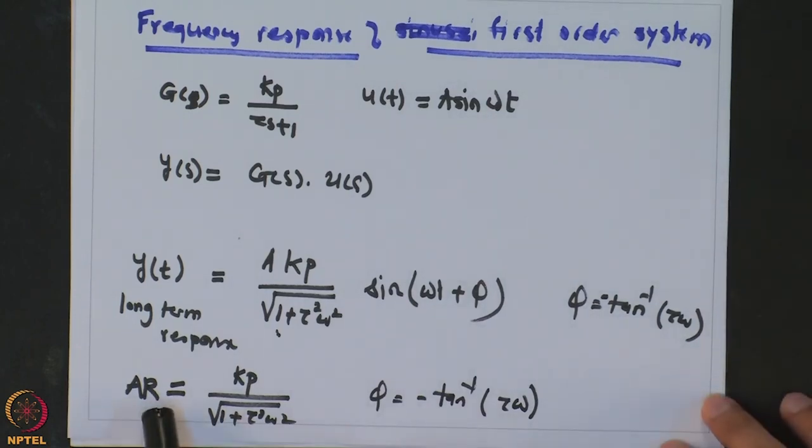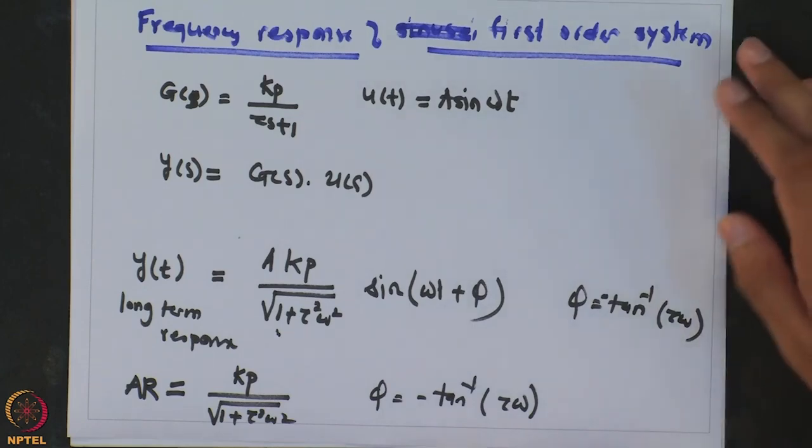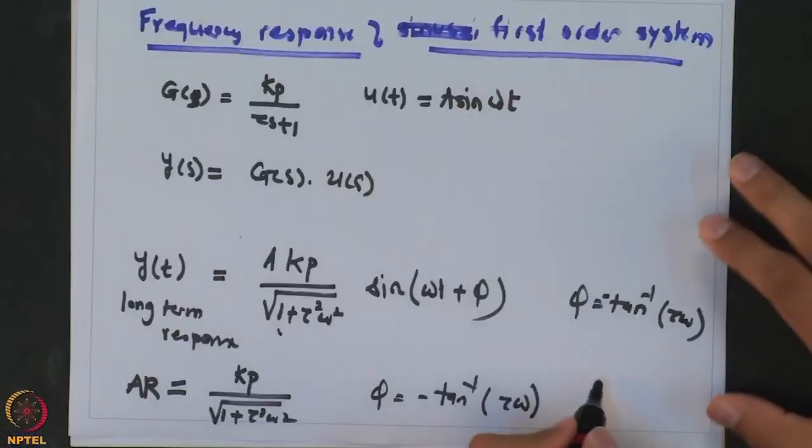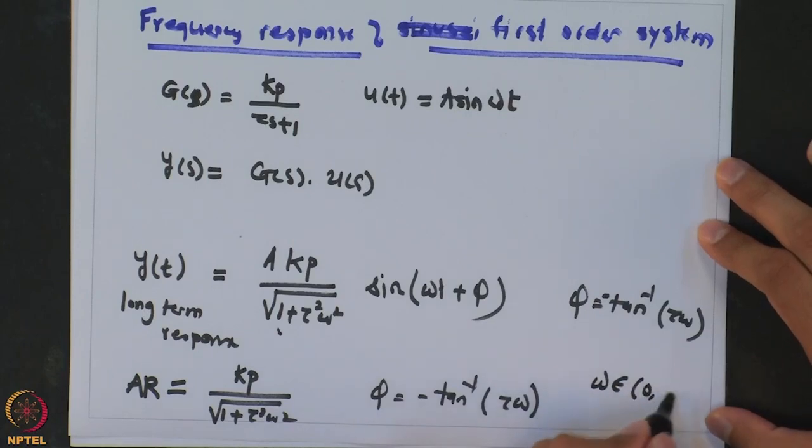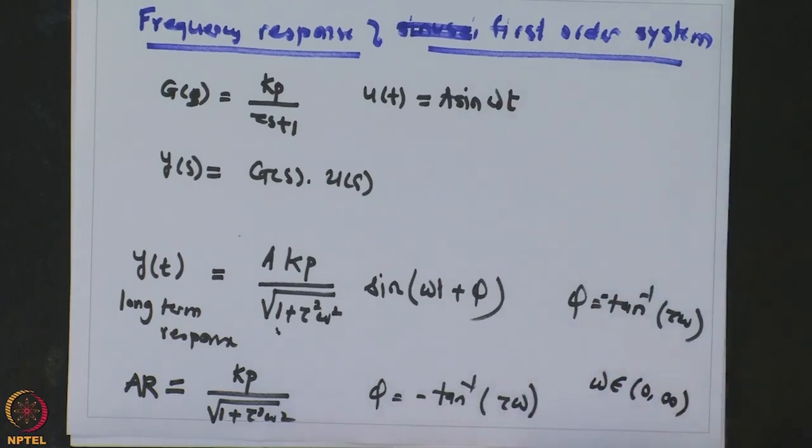So, you can see that both these amplitude ratio and phi are functions of omega. And when we do the frequency response analysis, we compute this AR and phi for all possible ranges of omega, that is for all omega from 0 to infinity. The motivation behind that is if you have studied Fourier series in mathematics, then you can recall that any periodic function can be represented as sum of sinusoids with varying frequency.